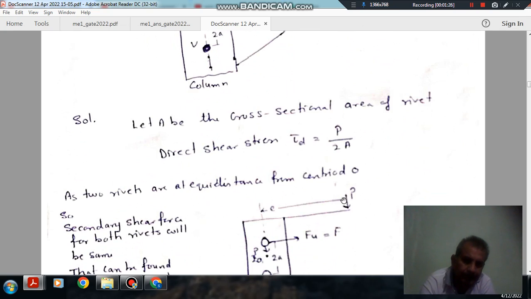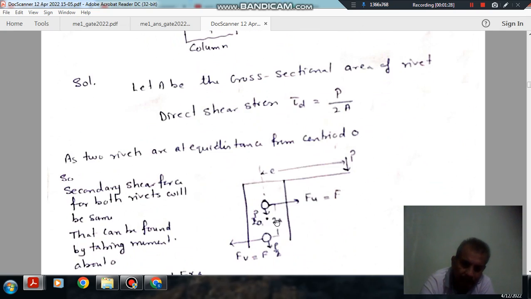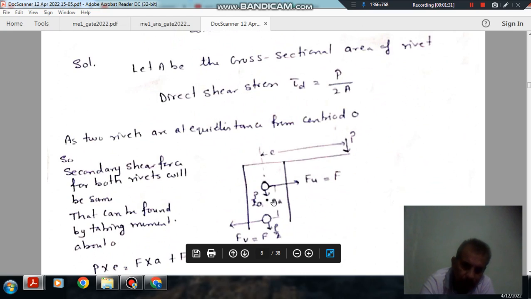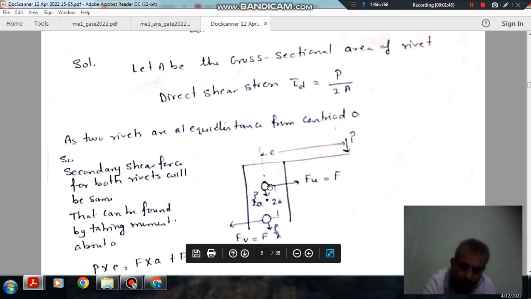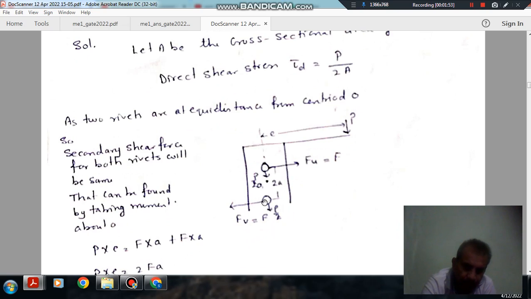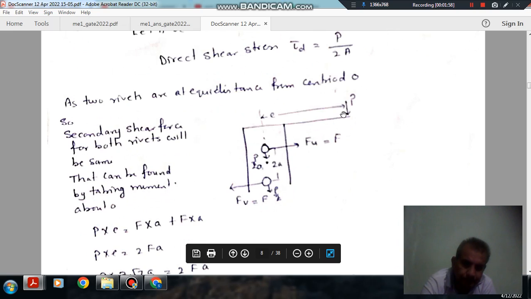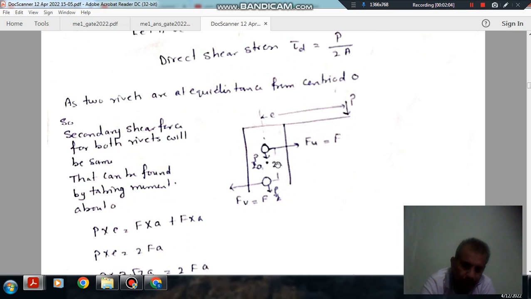And now it is also subjected to secondary shear stress, as these rivets are symmetrical about this midpoint. So the secondary shear force will be perpendicular to the line joining the center point and the center of rivet. Here this P will cause this force, and here this P will cause this force. So this is your FU, this is your FB, this is the midpoint, and this distance is 2a.